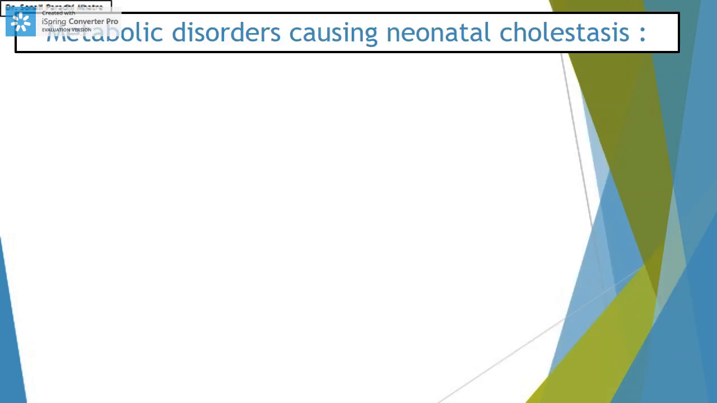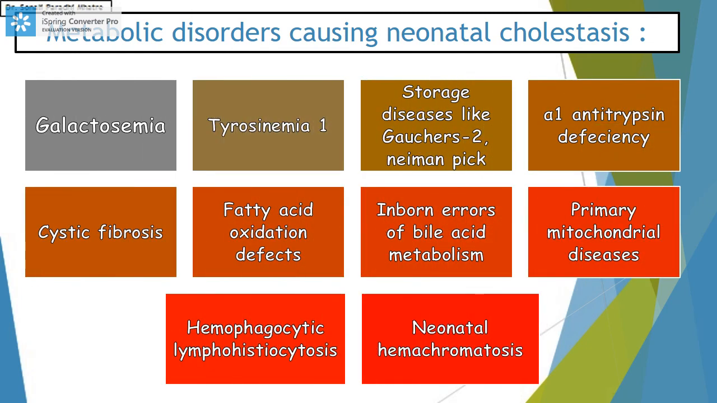The metabolic disorders causing neonatal cholestasis include galactosemia, tyrosinemia, alpha-1 antitrypsin deficiency, cystic fibrosis. These are the most common 4 implicated ones. The others can be storage disorders like Gaucher's, then fatty acid oxidation defects, mitochondrial defects, primary bile acid metabolism defects, or HLH, neonatal hemochromatosis.